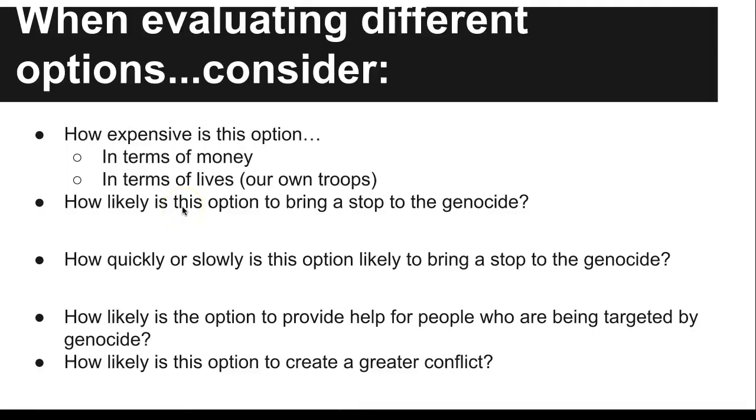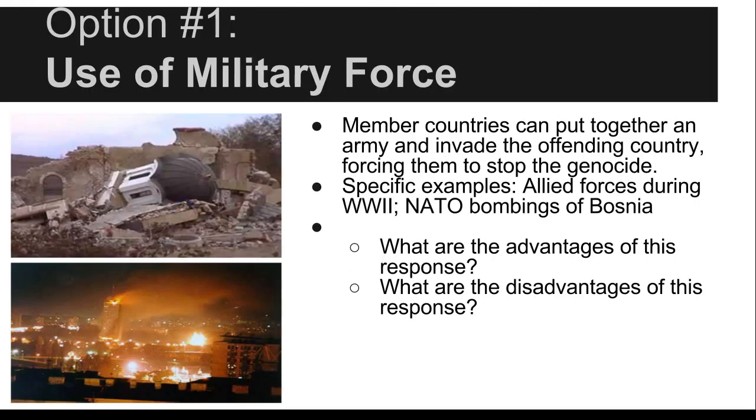Now, if these options sound familiar to you, it's because we've covered a lot of these when we talk about foreign policy and the international community. So some of these should be very similar, just now within the context of genocide. Our first option is use of military force. A lot of you, if you recall, felt that this was the best option in our foreign policy unit because it was the most complete, it got the most done. Well, that might be true and it might not be true. That's something for you to determine in your advantages and disadvantages table.